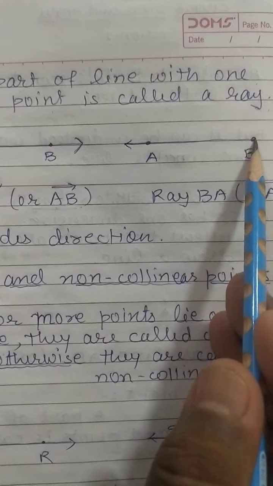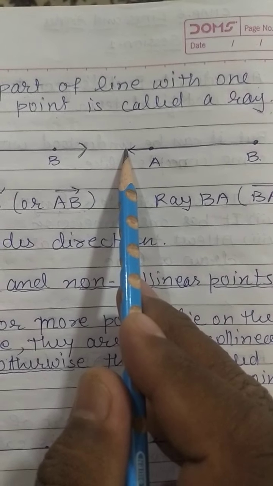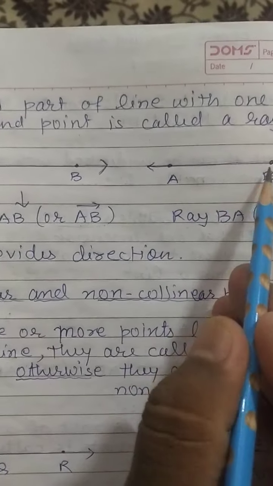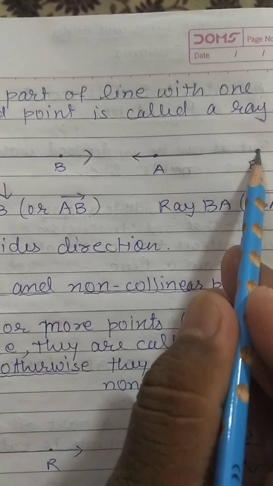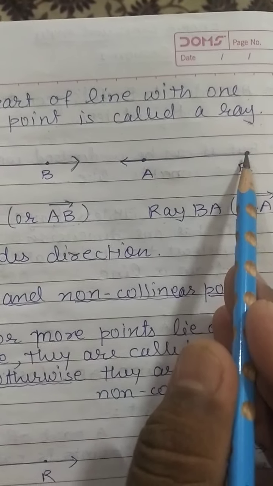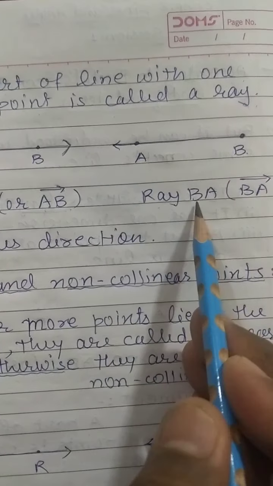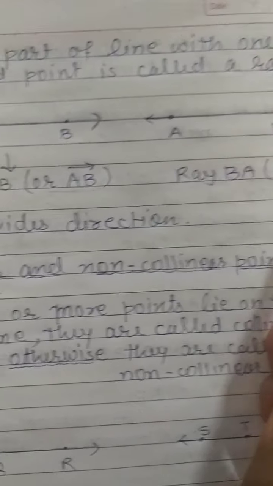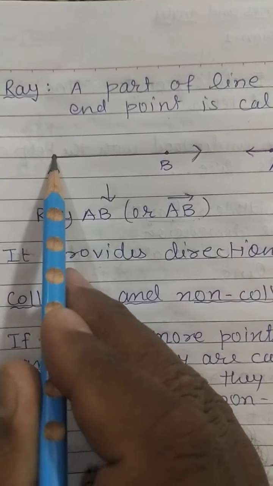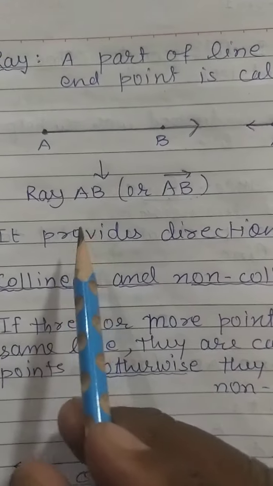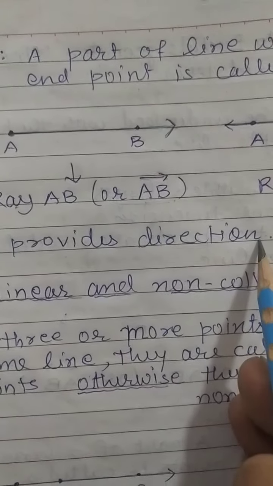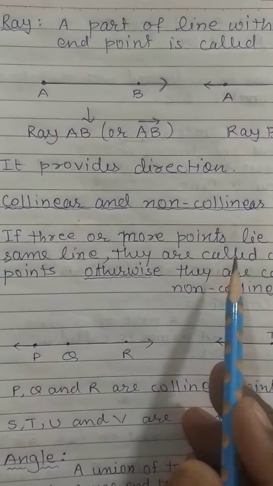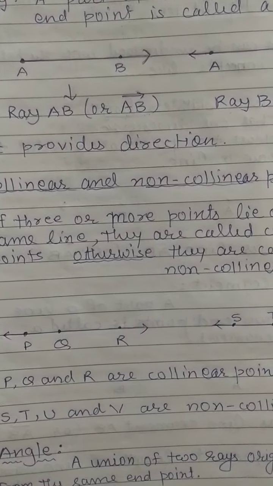And if we take from point B to the A side, that indicates ray BA. Where the end point is, you have to start the name of the ray from that point, right? So that is ray BA. Similarly, we start from A, that is ray AB. Remember that it provides direction. Now the next point, collinear and non-collinear points.